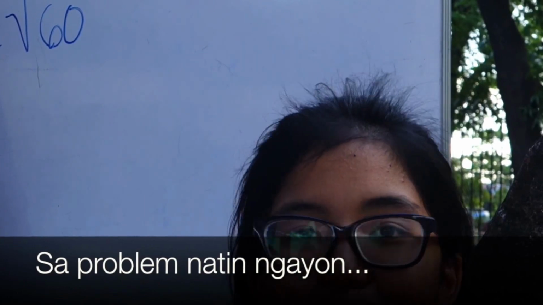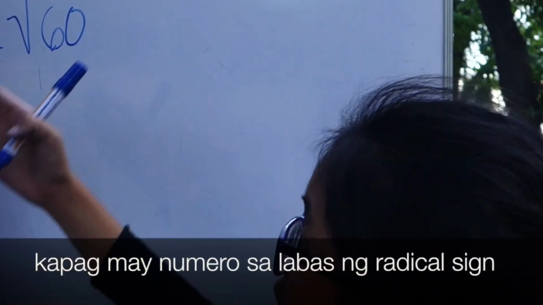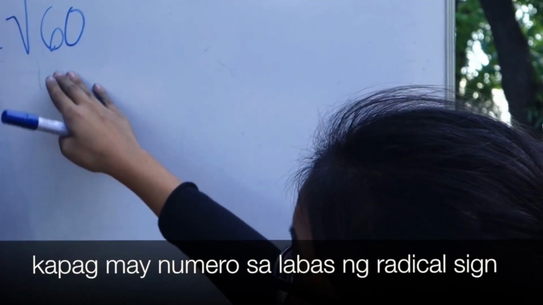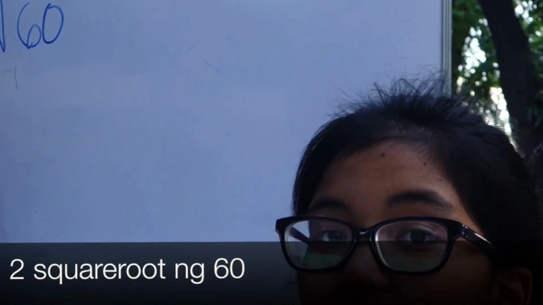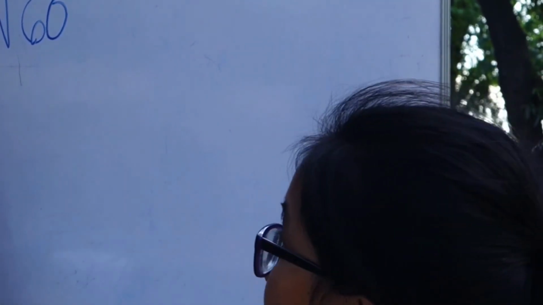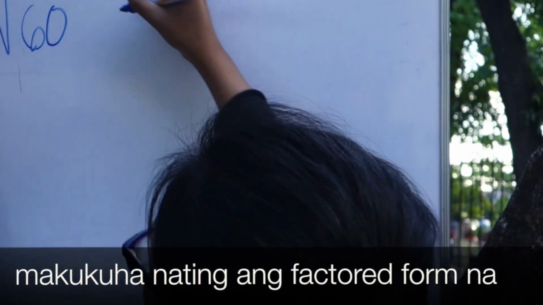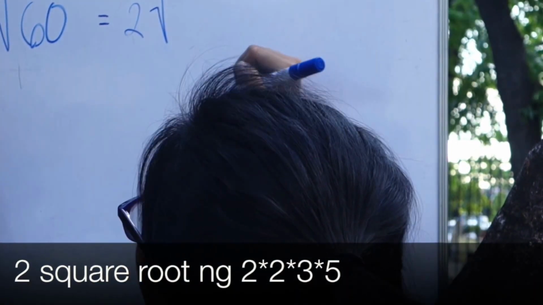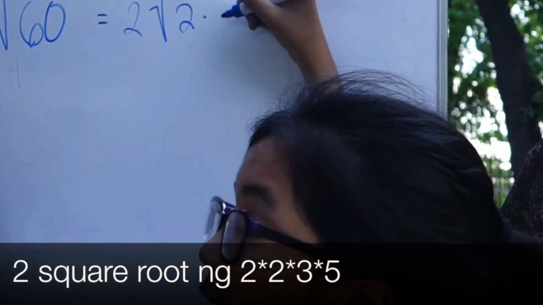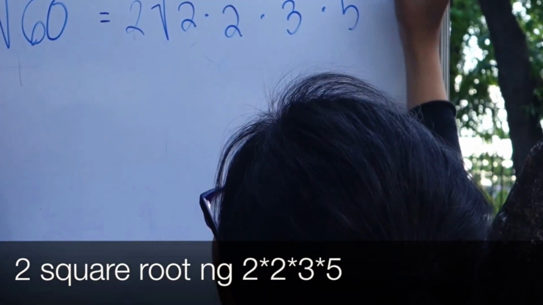On to our next example for today. Now, we will see what happens when there is a number outside of the radical sign. Our example today is 2 square root of 60. First step, factor out the radical. With prime factorization, you can get the answer 2 square root of 2 times 2 times 3 times 5.